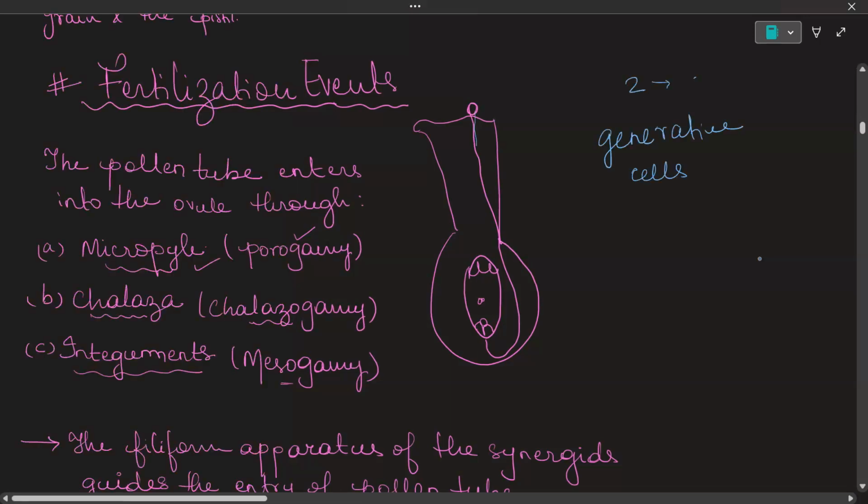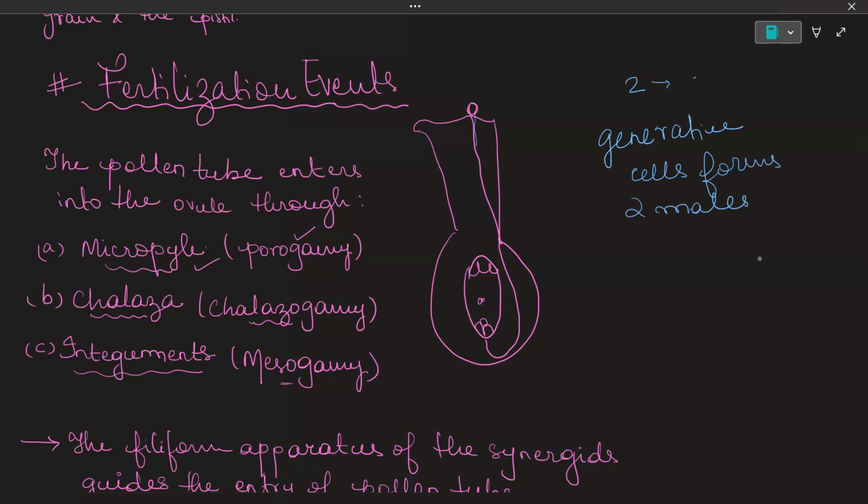Now listen. What happens is that these male gametes enter the embryo sac. They enter through one of the synergids. And synergids have filiform apparatus due to which they are guided and they enter the cytoplasm. Now, one of these two male gametes will fuse with the egg.